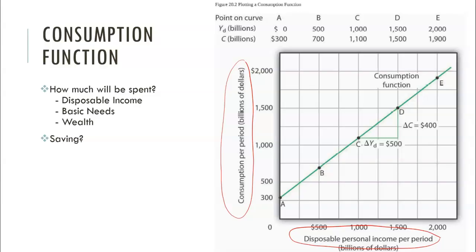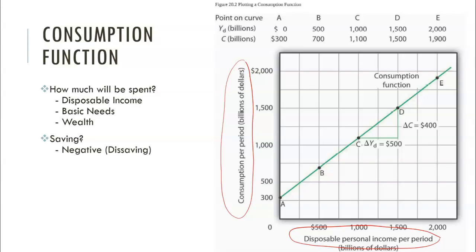And then what about saving? So in this model, we do actually have saving come into play. I know in some of our earlier chapters, we ignored saving. We said everything's being spent. But in this case, saving actually does play a role, and it will help us figure out what that equilibrium real GDP is going to be.